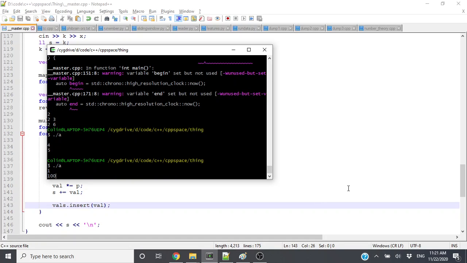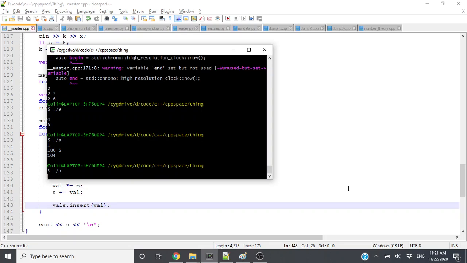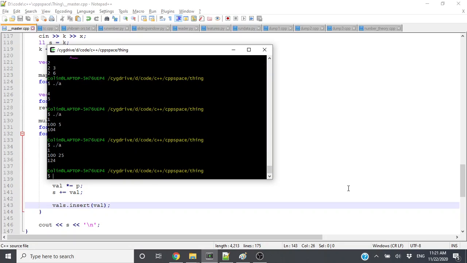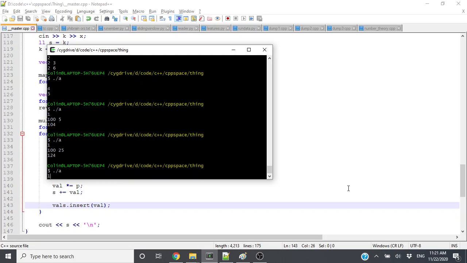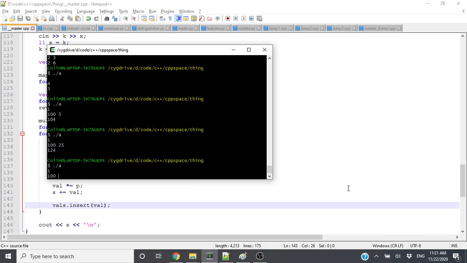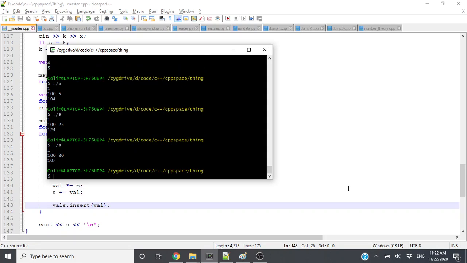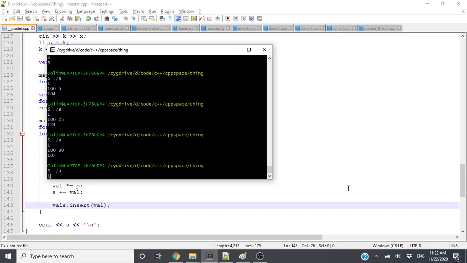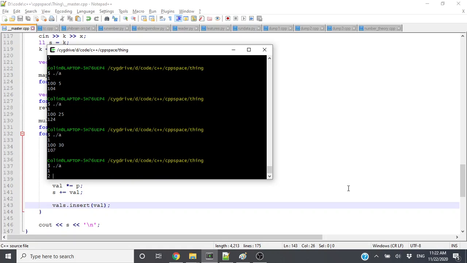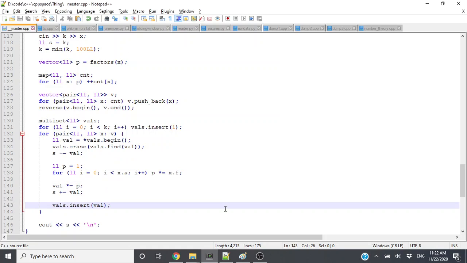Let's see, 105, 125, because we can't separate them, otherwise it would make no sense. 130, so it should be 2, 3, and 5. Yeah, and then one more. 1 and 230. Then that should be 11. Yeah.